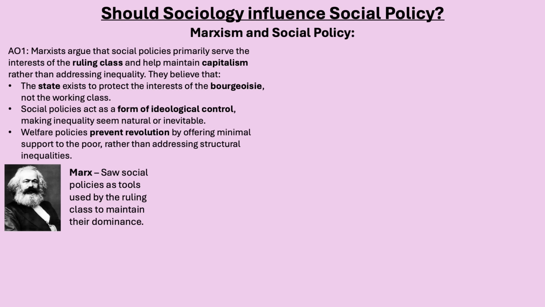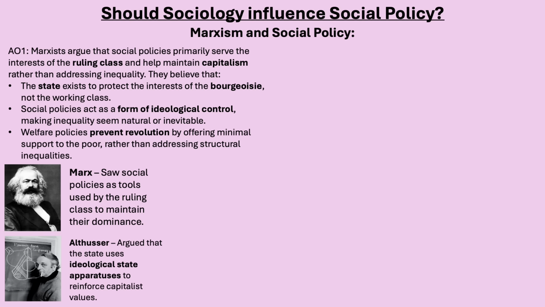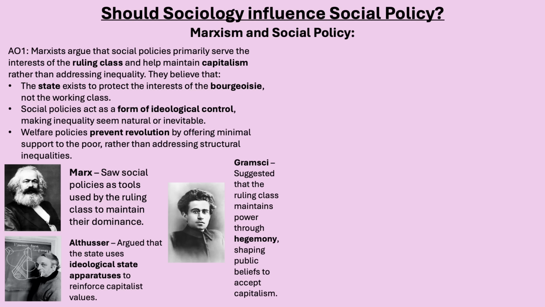So Marx saw social policies as a tool used by the ruling class to maintain their dominance. And Althusser argued that the state is the ideological state apparatuses, so basically the different institutions in society, to reinforce capitalist values, and social policy is part of that. Gramsci, however, suggested that the ruling class maintains power through hegemony, shaping public beliefs to accept capitalism. So that basically just means dominance, hegemony.